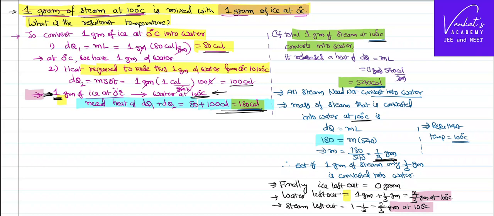All the steam that is given to you is not burned. Some steam is still remaining for you, because steam is capable of giving 540 calories, but it needs only 180 calories, as I told you. So some steam is left out. Hope you have got this.